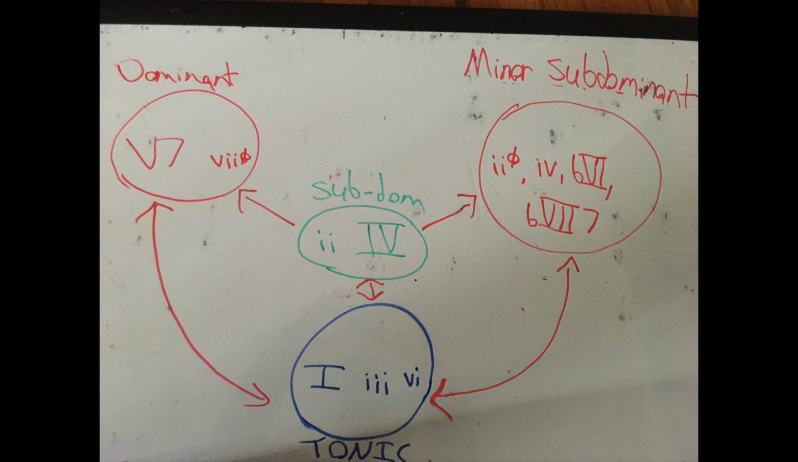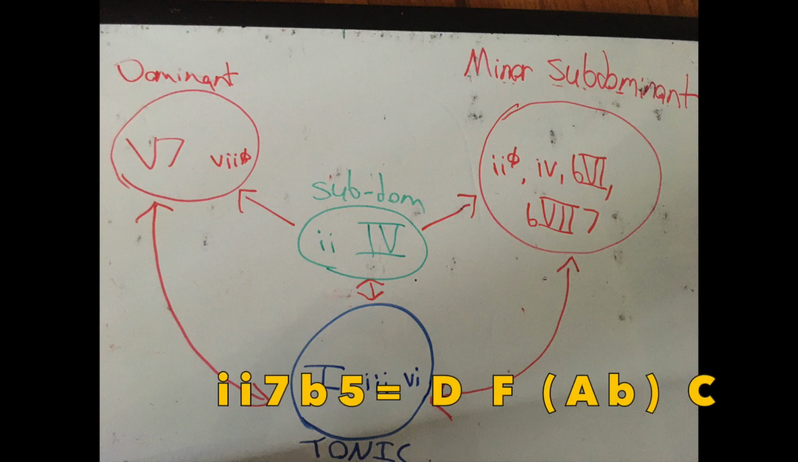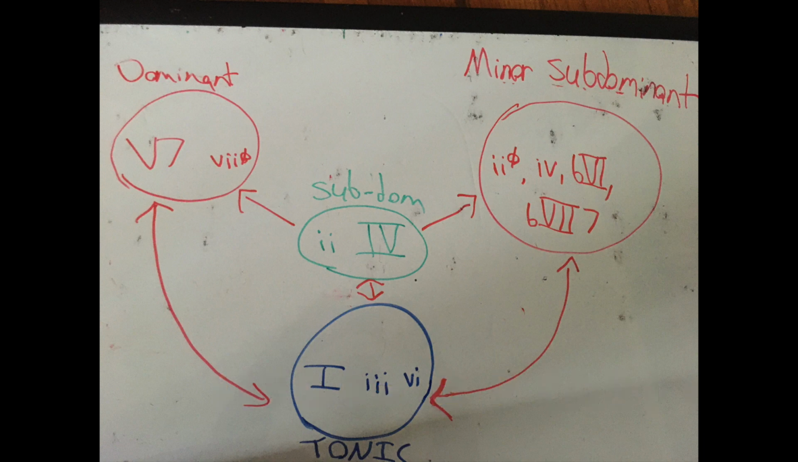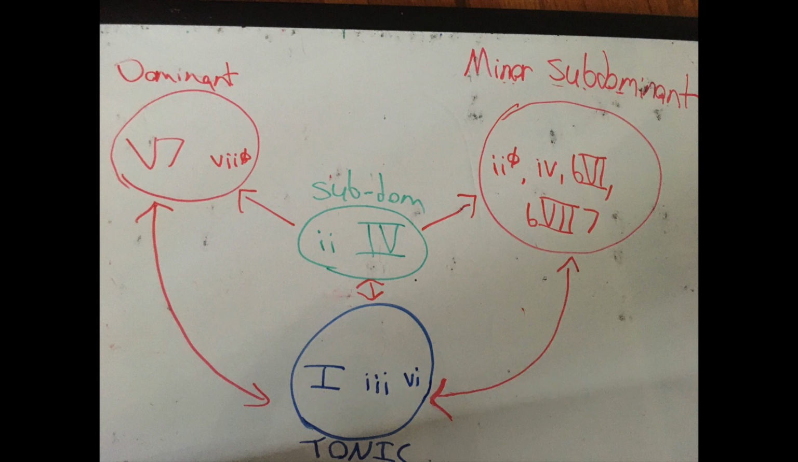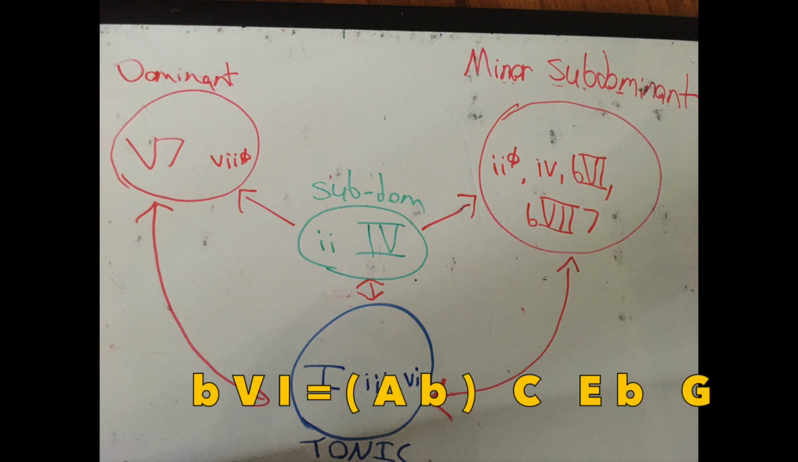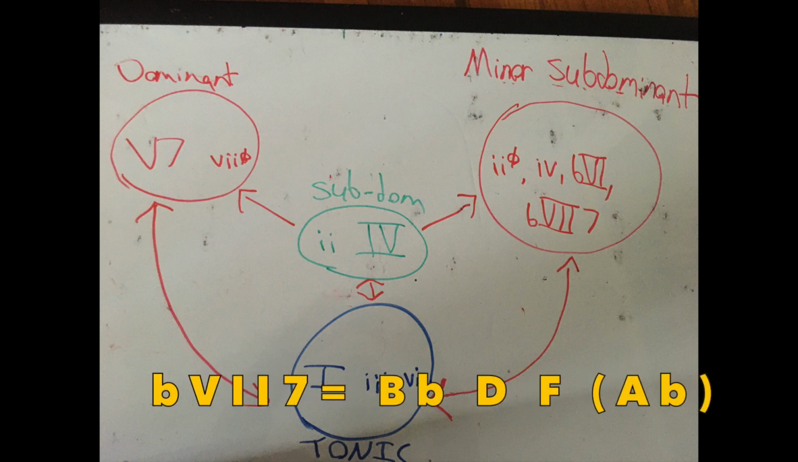So we can find the note A flat in all of our minor subdominant chords, but it'll probably be in a different spot than just the root. So in the 2 minor 7 flat 5 chord, the A flat is the flat 5th in that chord. In the 4 chord, which is the most common one, it is the flat 3rd. The flat 3rd is an A flat. The A flat is the root of the flat 6 chord, and the A flat is the flat 7 in the flat 7 chord, if you will.